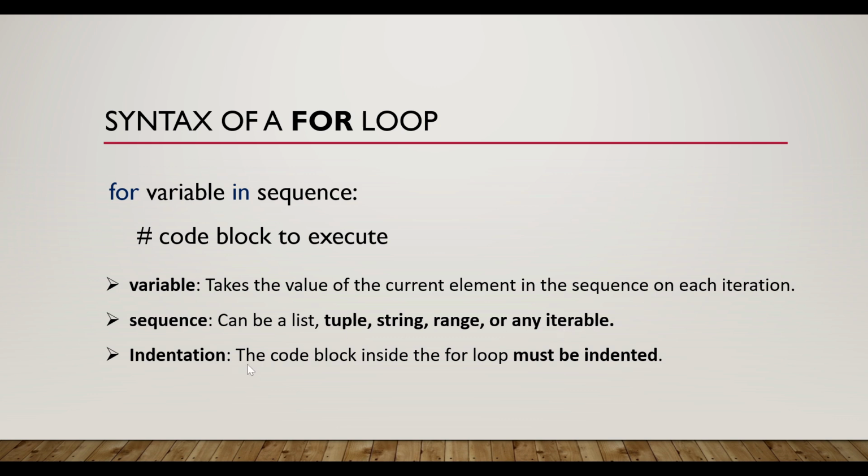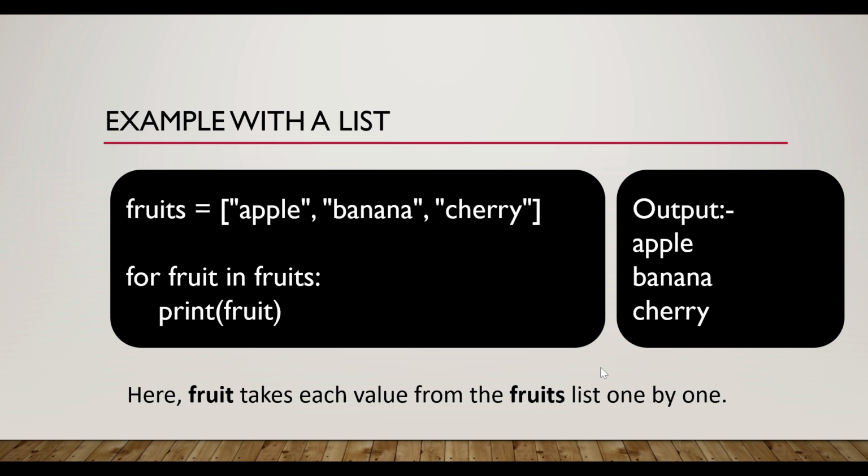Next, indentation. After the colon we have to add indentation. It takes a default of 4 spaces from the starting line. Indentation is a must in Python. In other languages it is used for readability, but in Python we use it to mark the block of code. Indentation is very much a must. Next, for example, as I showed you: apple, banana, and cherry. For fruit in fruits, each fruit will be printed like this.